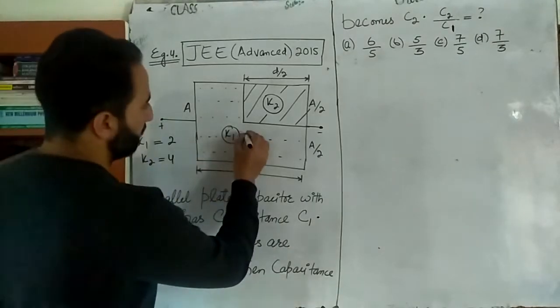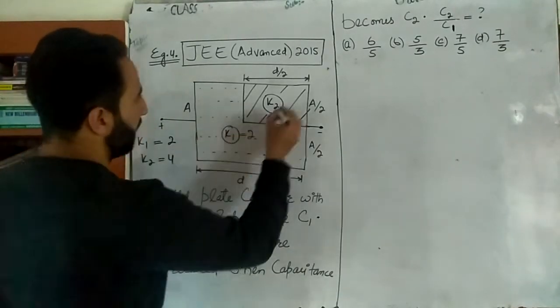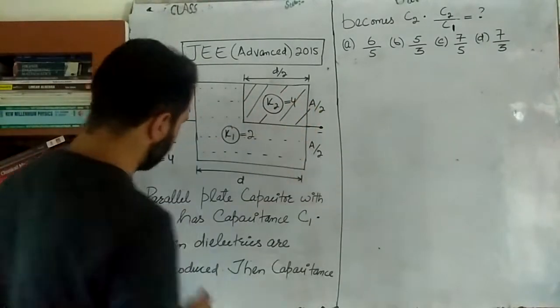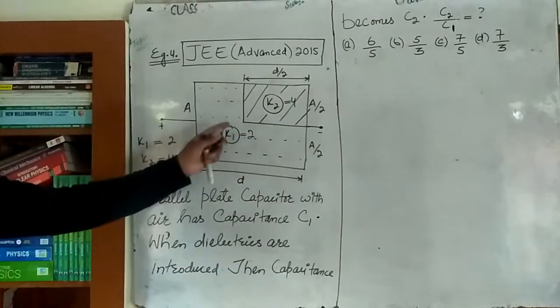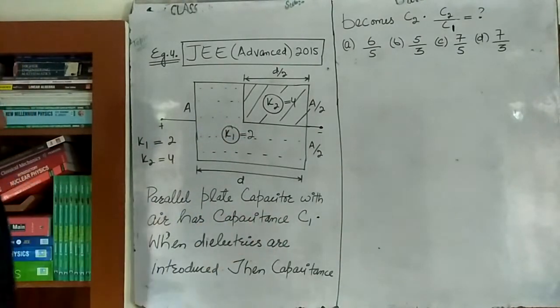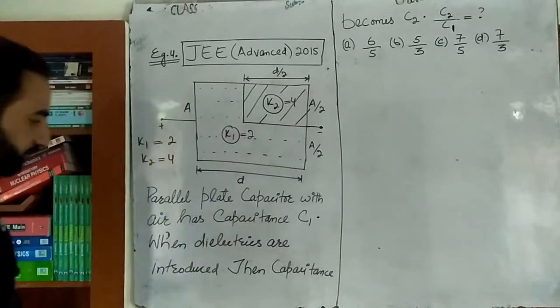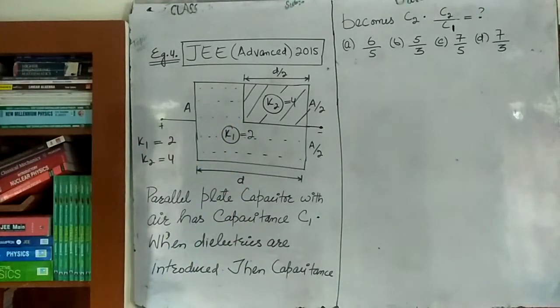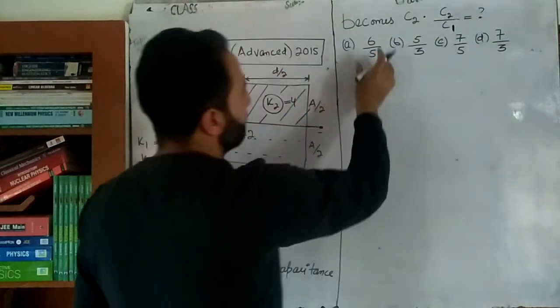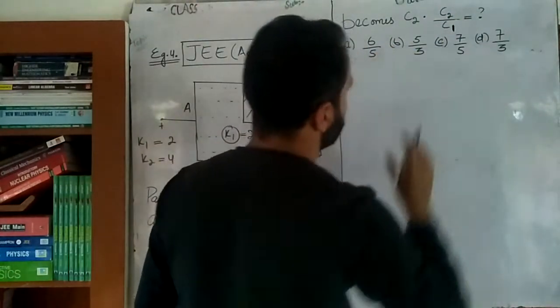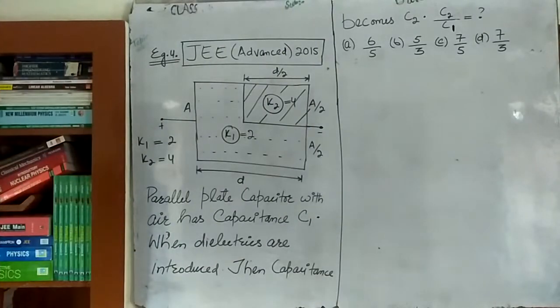So it is given to you that K1 is equal to 2 and K2 is equal to 4. Now the question is like this: for the parallel plate capacitor with air, if there are no dielectrics, its capacitance is C1. Now when these dielectrics are introduced, its capacitance becomes C2. Calculate C2 by C1, and these are the 4 options: 6 by 5, 5 by 3, 7 by 5, 7 by 3. You'll have to choose which one is correct. So let's try it out.